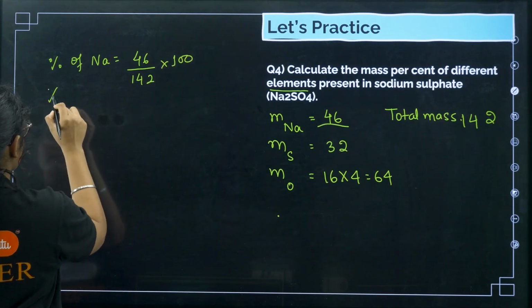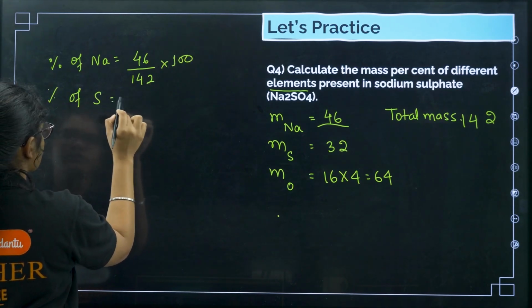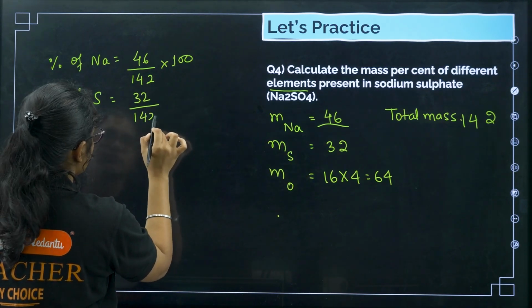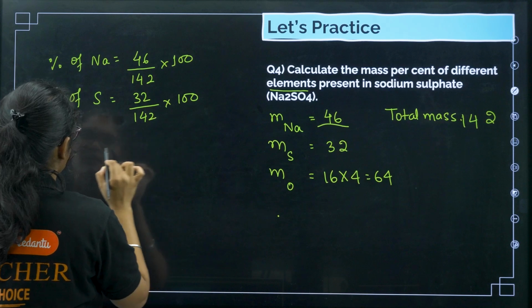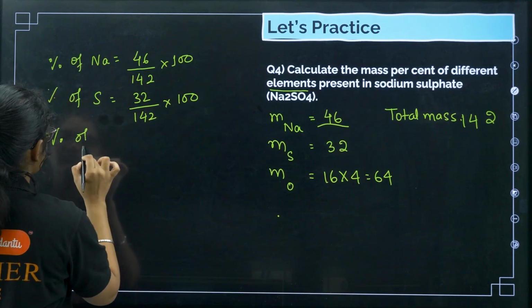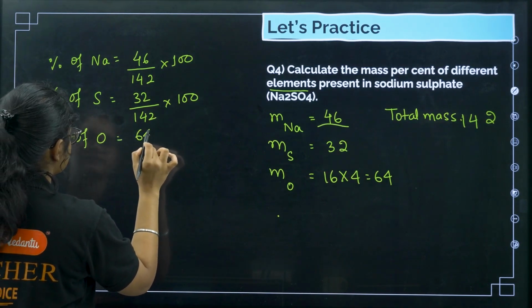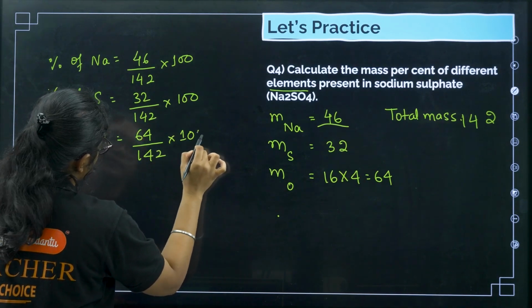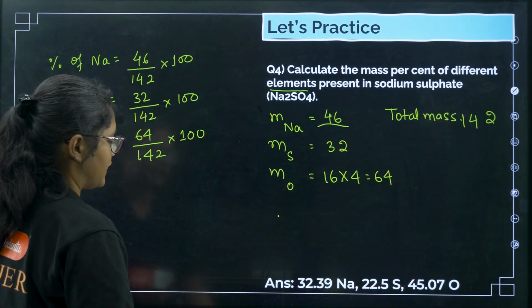Okay. Next, mass of sulfur. So that is, mass of sulfur is 32 divided by 142 into 100. Now next is mass percentage of oxygen. So I have 64 divided by 142 into 100. Okay. Now if you solve this, we will be getting these answers.